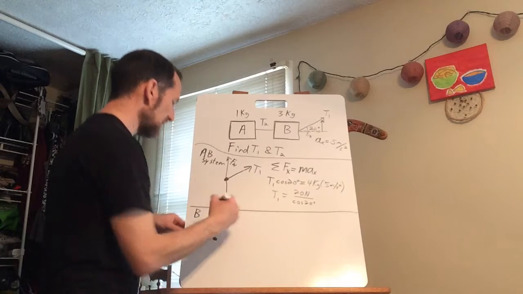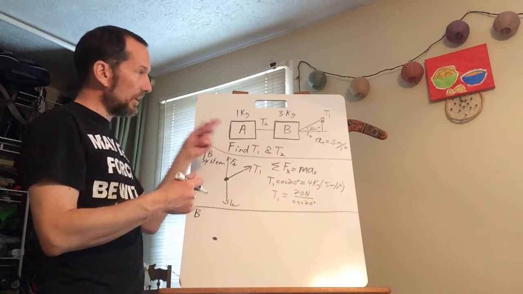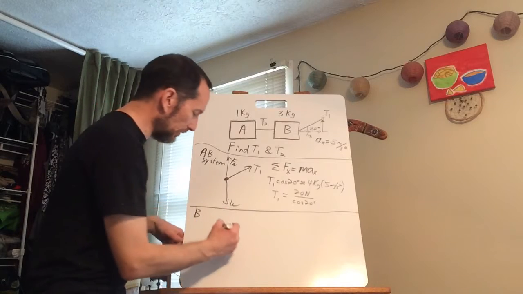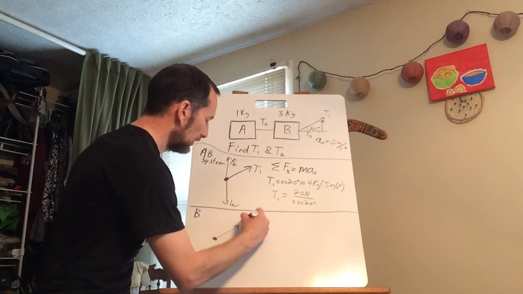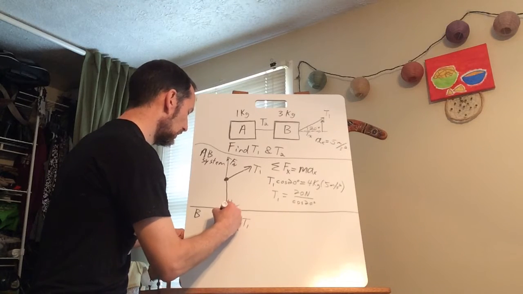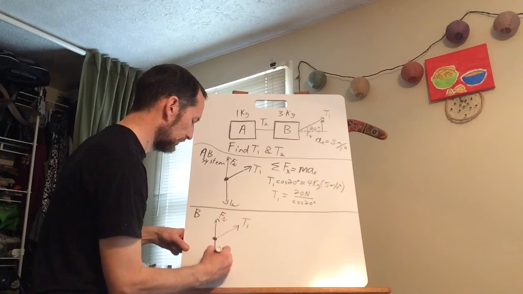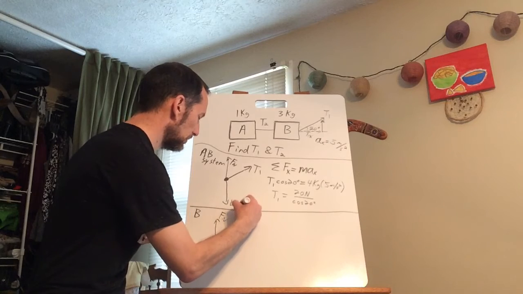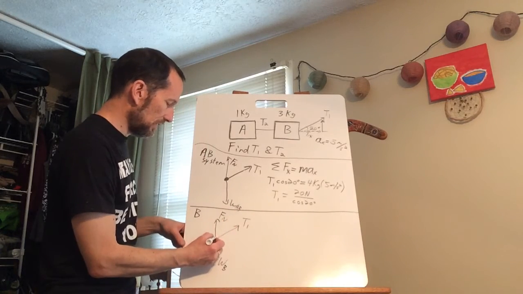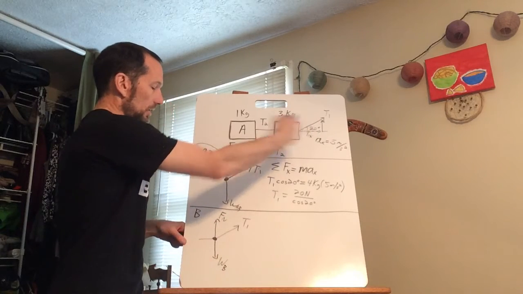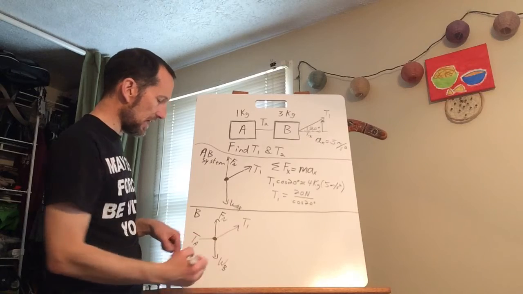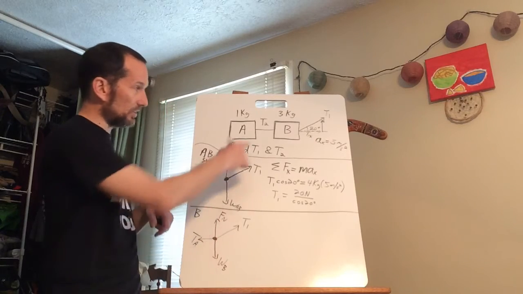Next, we'll do B. We could do A. A would actually be a little bit easier, but I'm going to do B because it's the more challenging one. We have T1. We have the normal force. And this was the weight of AB. This will just be the weight of B. And then B also has A pulling on it, which we can say T sub A. And that's a tension because it's a rope.